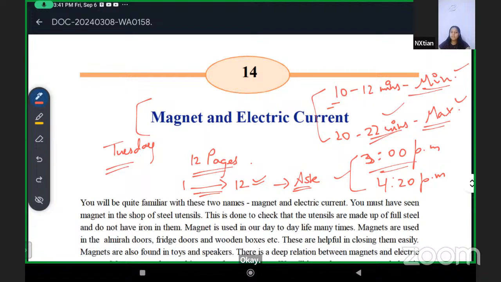Ma'am, can you just repeat that? I said you have to present for at least 10 minutes. No rushing the explanation and no shortcuts. And 22 minutes is the maximum that you can take. Okay, ma'am.